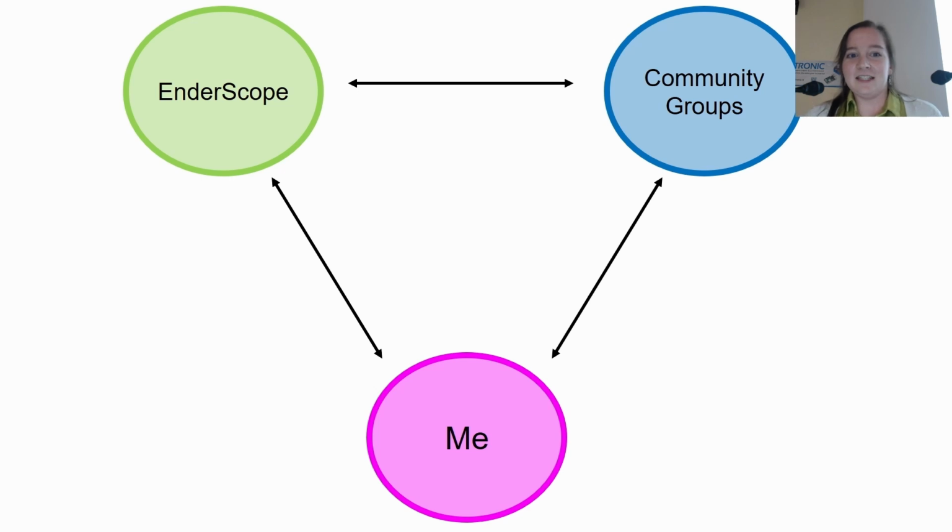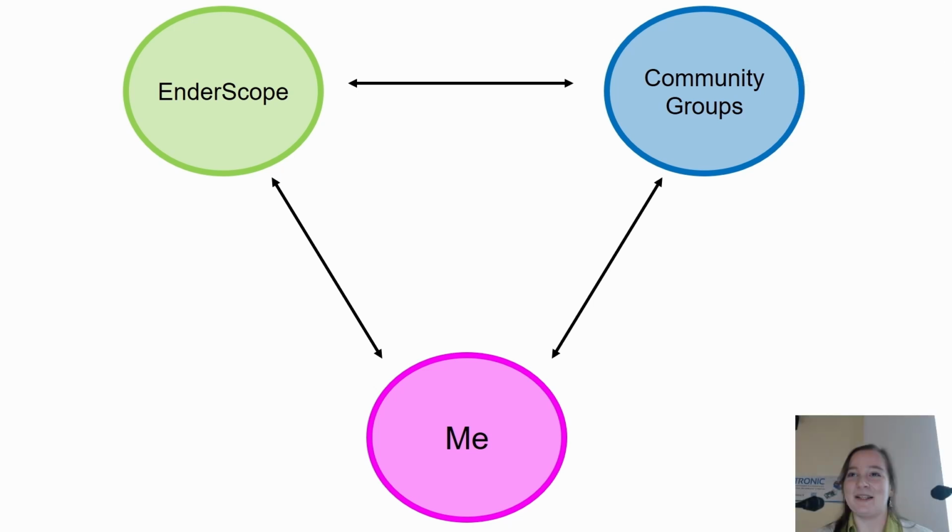So to link everything together, all of these three things have a back and forth between them. There's a symbiosis. The EnderScope will become a better project from the feedback from the community groups, and it will improve with that. And if the EnderScope improves, that's beneficial for me, because this is my baby and my project. It's for my PhD.